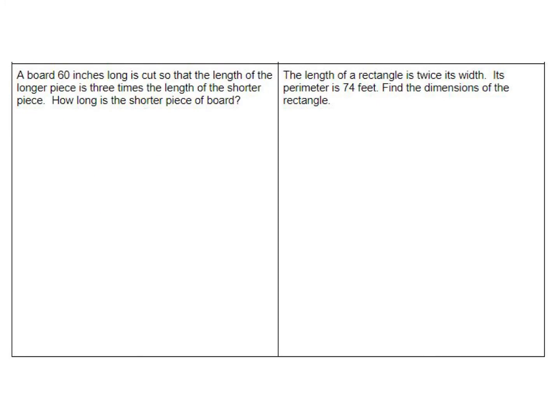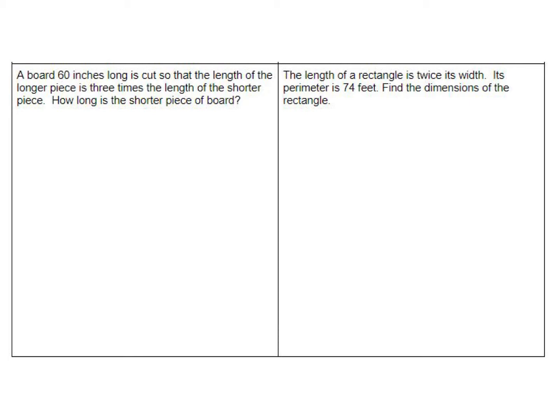All right, same thing. So here we have a board 60 inches long. It's cut so that the length of the longer piece is 3 times the length of the shorter piece. How long is the shorter piece of the board? So in this case, I have two things, the longer piece and the shorter piece.